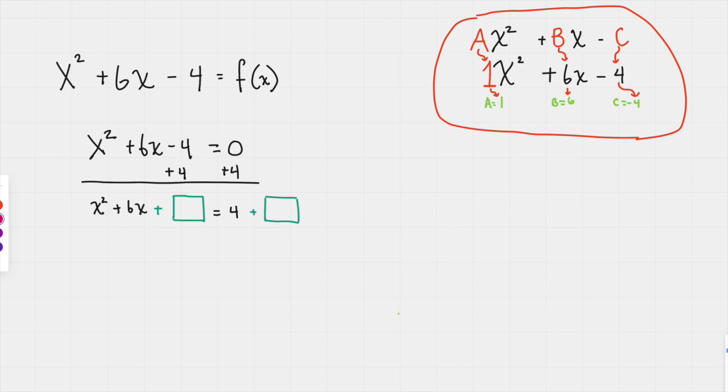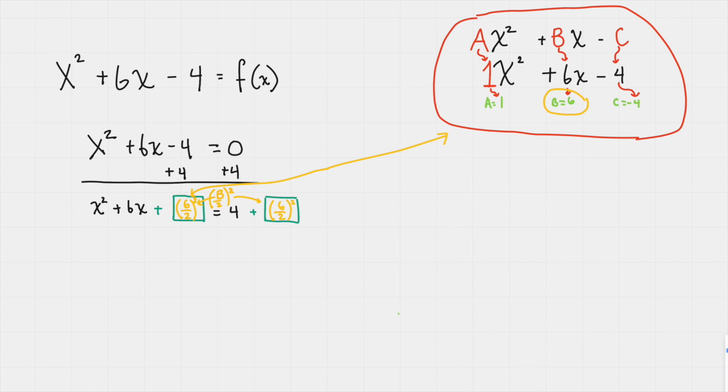What goes in this box is very simple, and again, we have to refer back to that knowledge. What goes in that box is b divided by 2, squared. And that same specific value should also go in the other box. In this case, b is 6. So in this box, we'll need 6 divided by 2, and we'll need to square that. Here, same thing, we'll need 6 divided by 2 squared.